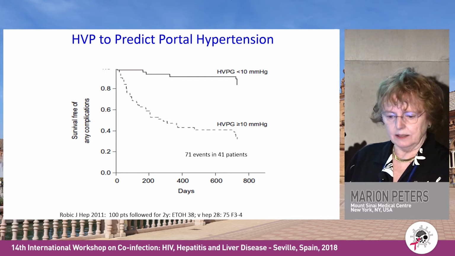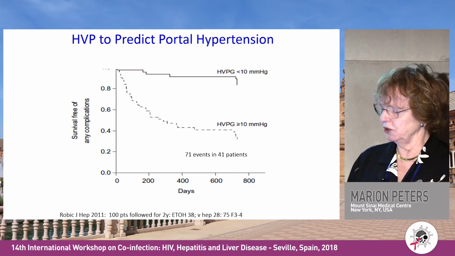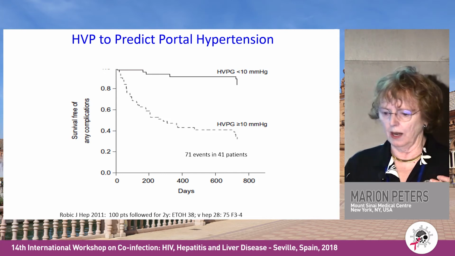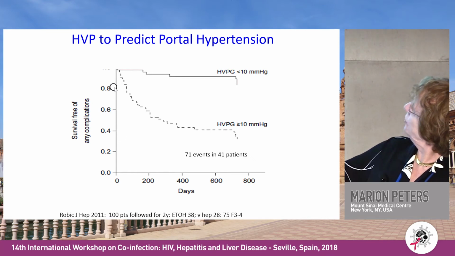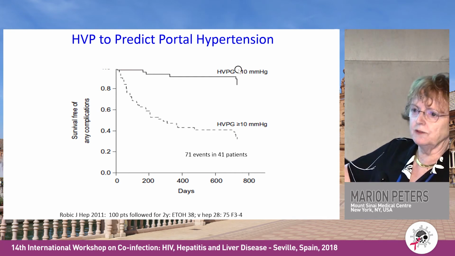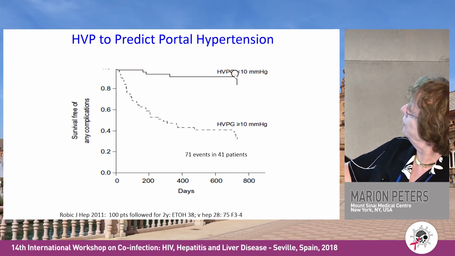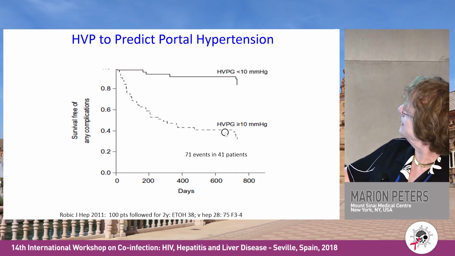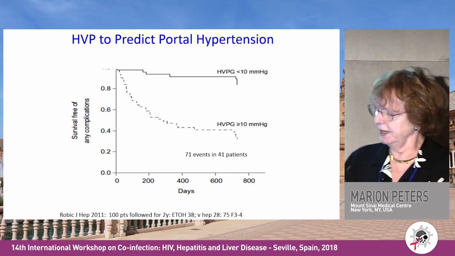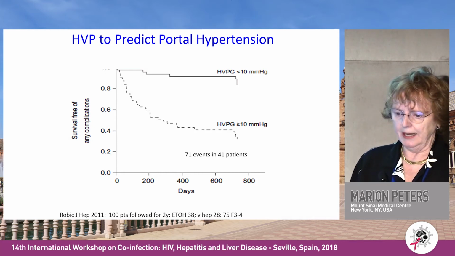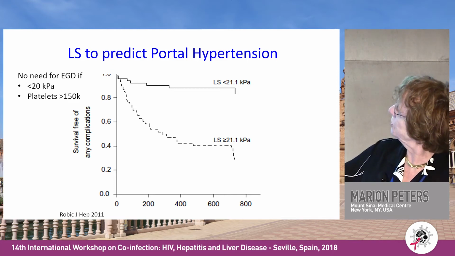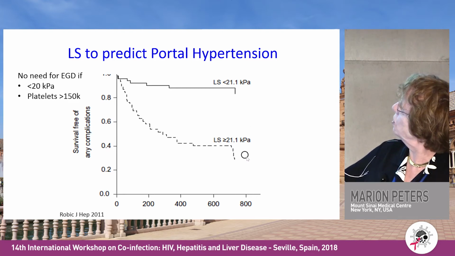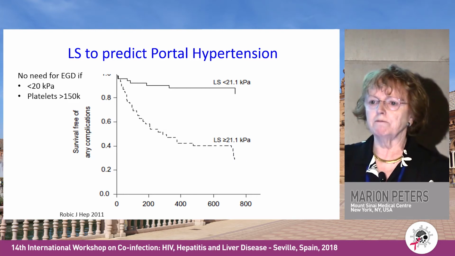This is looking at Fibroscan, lots of data. I've just chosen one study to predict portal hypertension. This is the survival time free of any complication. You can see if you have a low wedged venous pressure gradient, you have a very good survival. If it's greater than 10, you have a markedly decreased survival over 3 years. And this looks like the same slide, and it's looking at liver stiffness. So liver stiffness is very good at telling you, do you have portal hypertension?